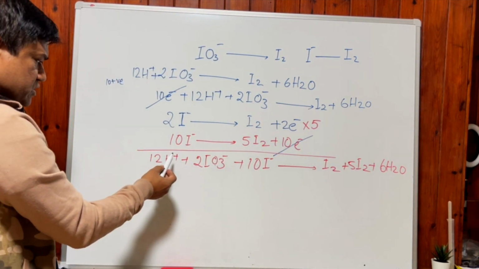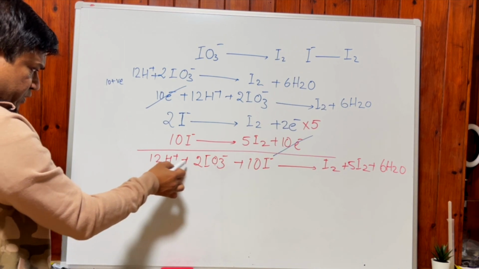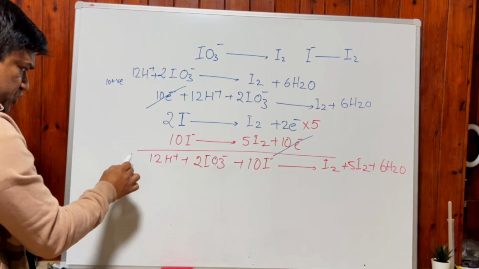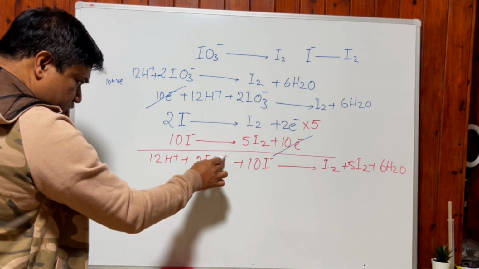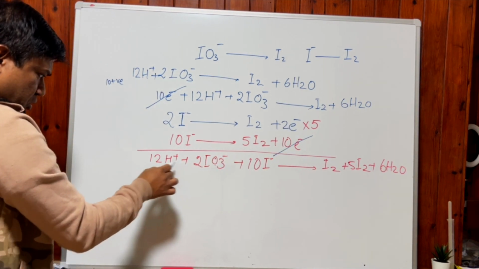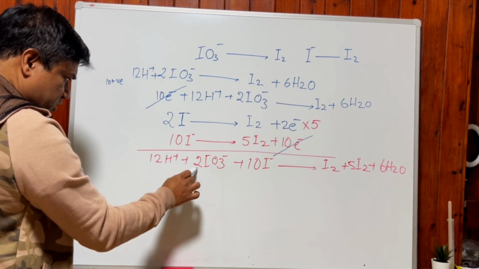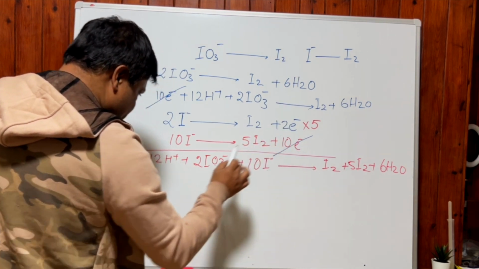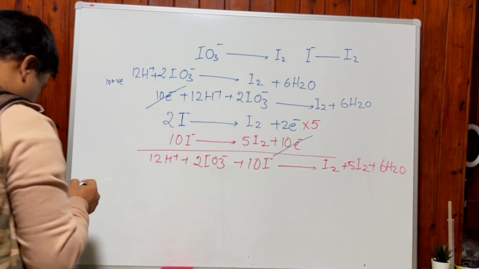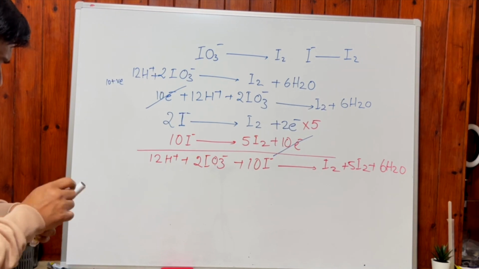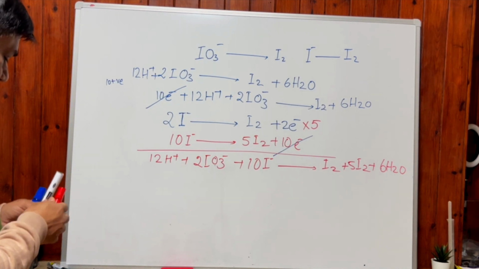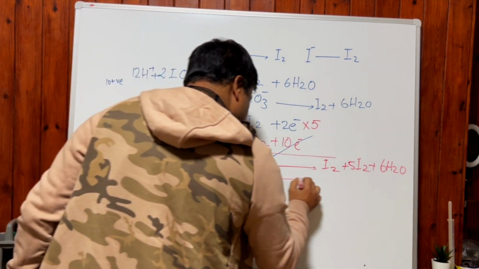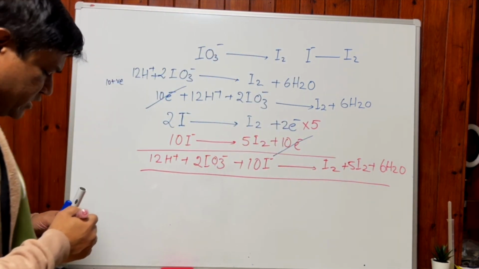Look at the charges. 12 positive, 10 negative. How many positive left? 2 positive left. 2 times minus 2. So balance one more time, guys. 2 minus and 10 minus, 12 negative charge, 12 positive charge. So everything is balanced here. It's tricky, very tricky. And I've seen that question come up in most of the past papers.